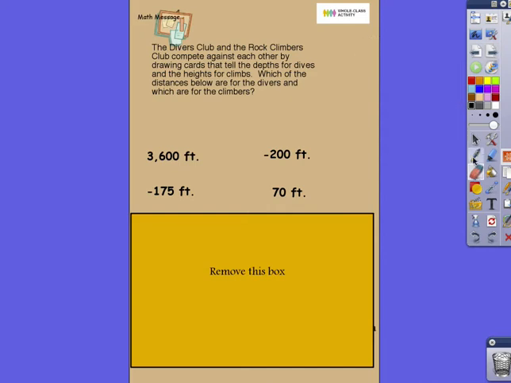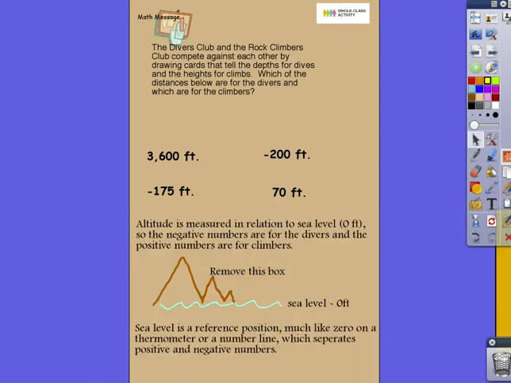If we take a look at those numbers, you can see that some are positive and some are negative. Altitude is measured in relation to sea level, so the negative numbers are for the divers and the positives are for the climbers. So 0 is here, so above it would be positive, so that's our climbers, and below it would be our divers, so we're going below sea level.